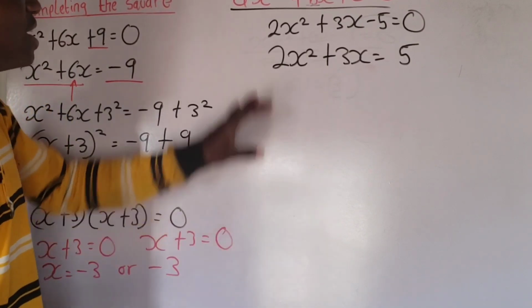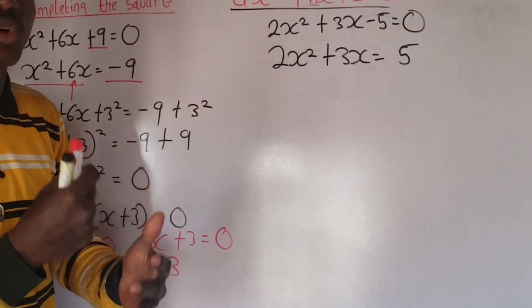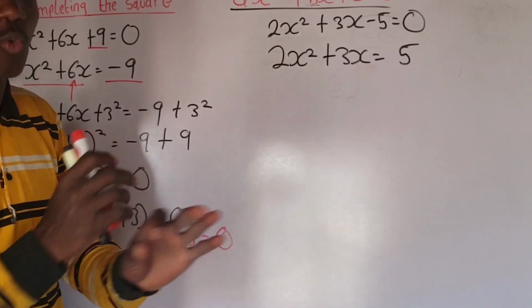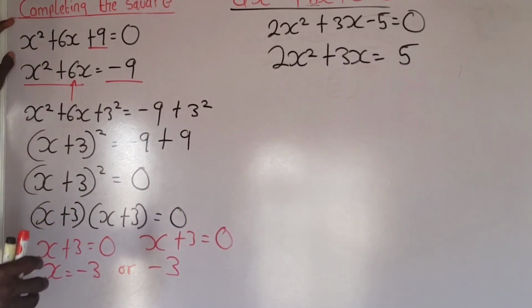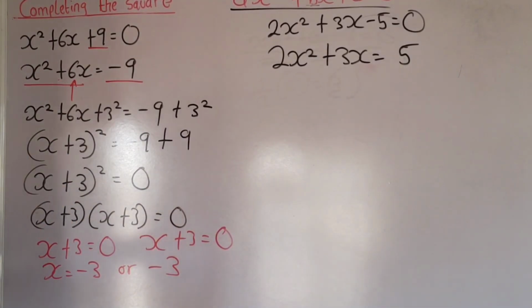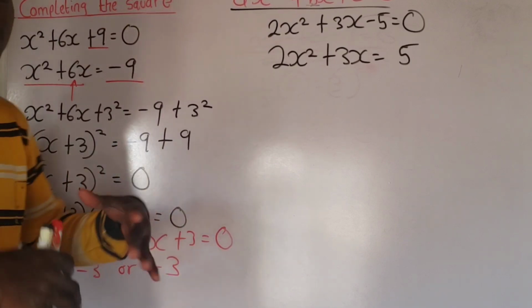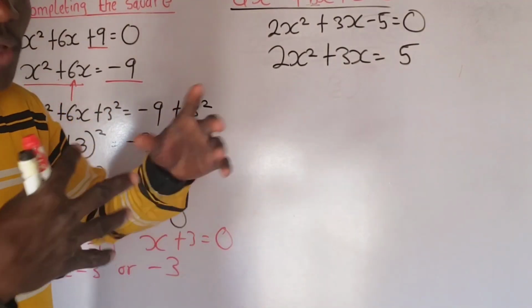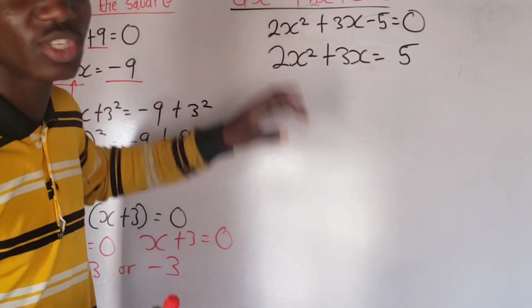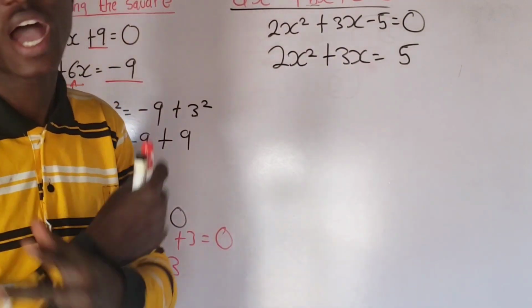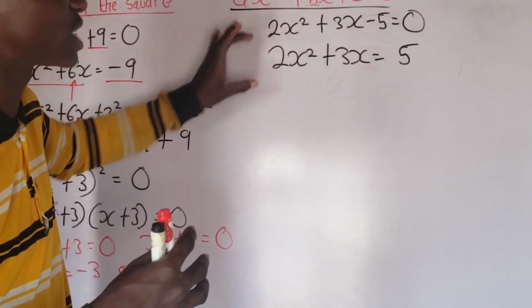The reason is because in this quadratic equation, the coefficient of x squared is not unity, that is, it's not 1. Now, if you look at the first question that we saw, you can see that the coefficient of x squared is 1. So there is no need for dividing all through by the coefficient of x squared. But in this quadratic equation, the coefficient of x squared is not unity. So I have to divide all through by the coefficient of x squared, which is 2.